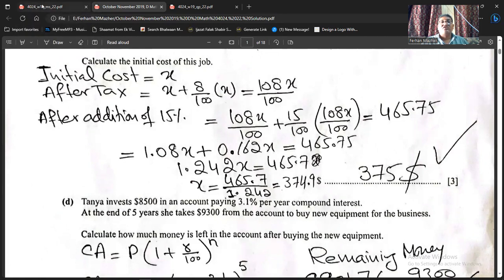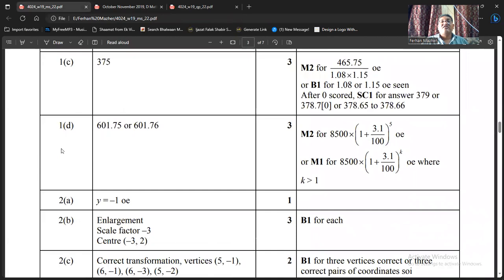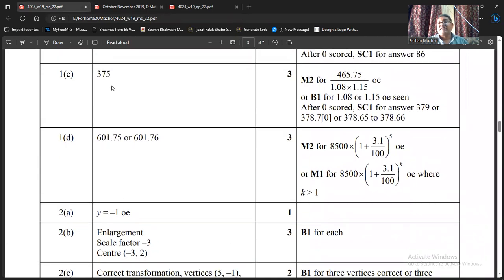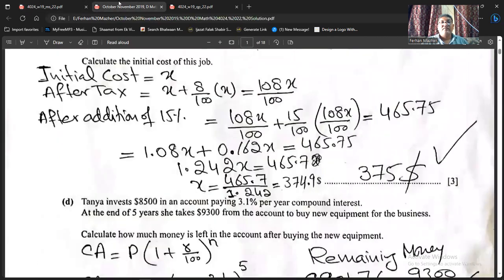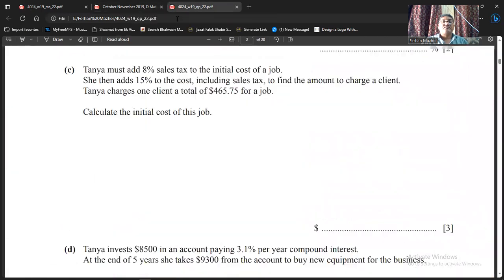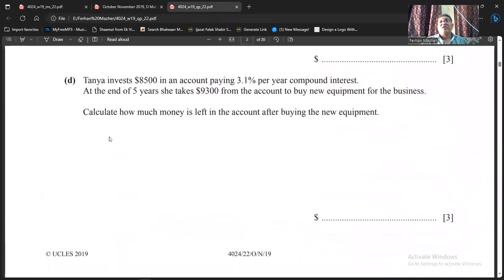The initial cost is $375, which is the right answer. The marking scheme is showing up on your screen. This is the solution. Okay, so now we are going to the D part.